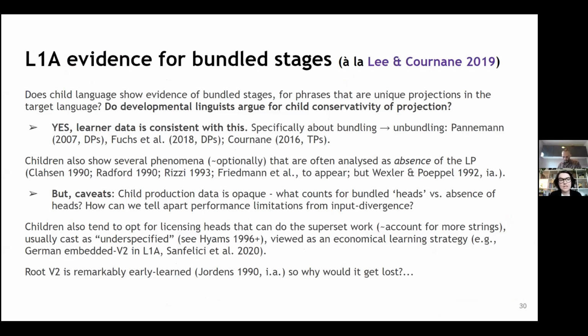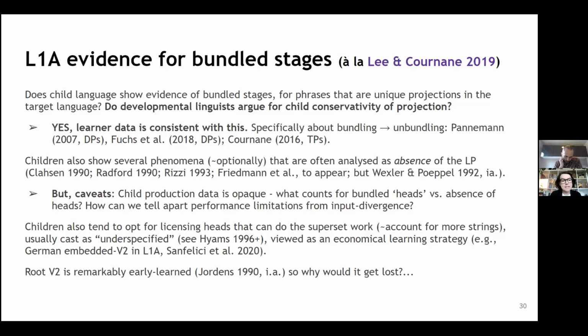But the big question here is: does child language show evidence of bundled stages for phrases that are unique projections in the target language? More broadly, do developmental linguists argue for child conservativity of projection? And here, the answer is a pretty clear yes for several research studies, specifically arguing that earlier bundling stages are later unbundled by different cues from the input. Most of this work, however, has been done in the DP domain.